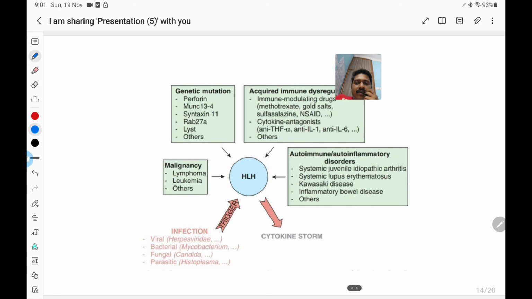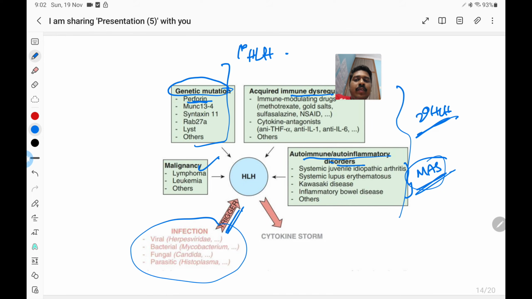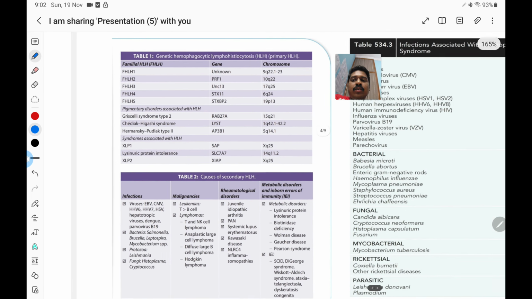This is one more table from Nelson. See, genetic mutations of perforin mainly cause primary HLH. The rest, like malignancy, also can cause it. Infection is usually a trigger. There are acquired immune dysregulation syndromes, and also autoimmune and inflammatory disorders. Mainly these cause something called MAS, that is macrophage activation syndrome, which is similar to HLH. So all these are causes of secondary HLH. This is the primary genetic, and this is secondary, which has other causes, mainly malignancy, then autoimmune disorders and infections.